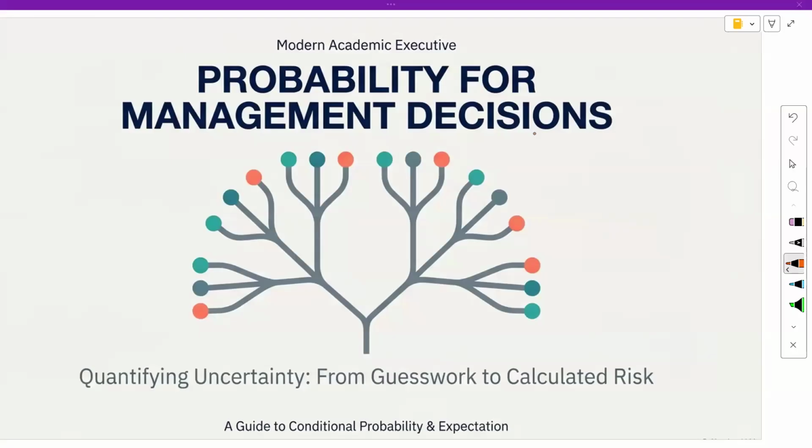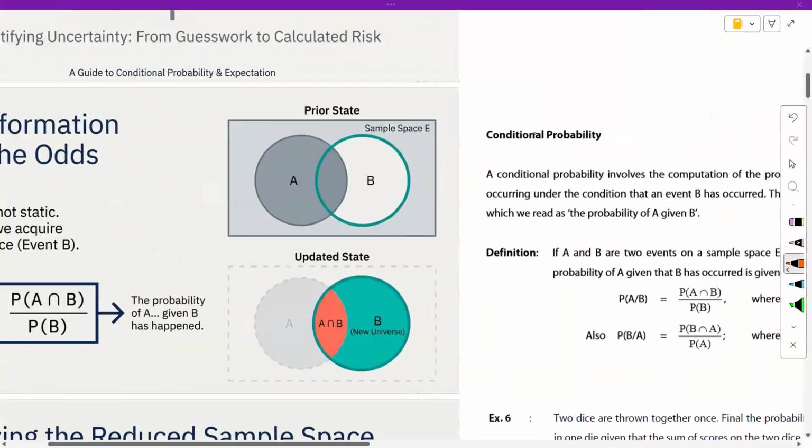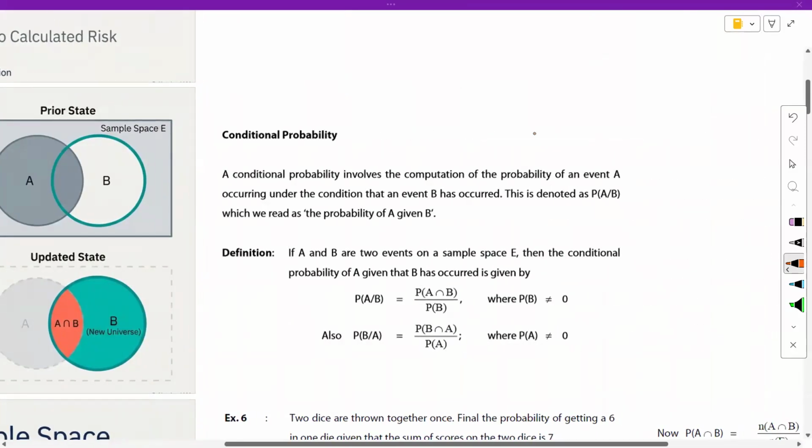Now we move to the next section, probability for management decision. Here we are going to apply this probability to our business scenarios. And let us introduce a new concept called conditional probability. Conditional, right?